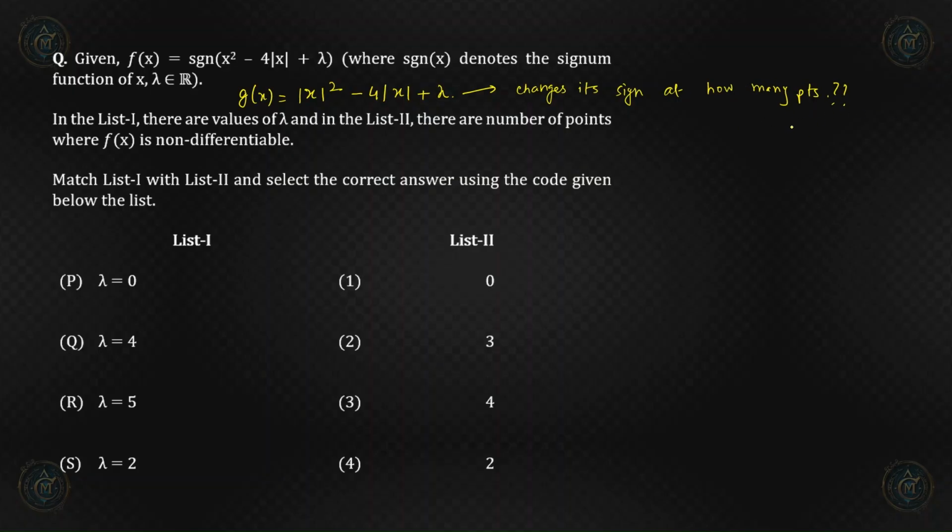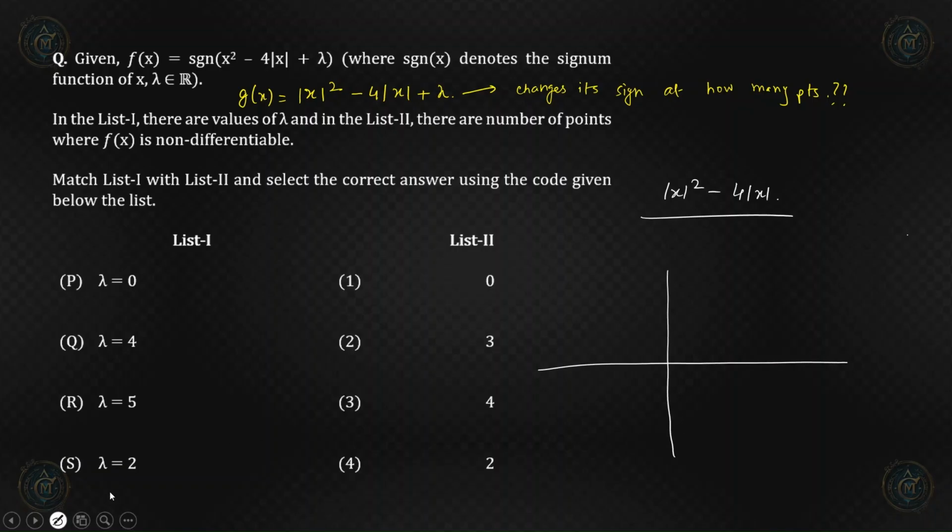This is our question. So first of all, let us draw the graph of this function, mod of x square minus 4 mod x. So if we try to draw the graph here, x square minus 4x looks something like this. This is 0, this is 4. And this point is 2 comma, 4 minus 8, that is minus 4. Okay, 2 comma minus 4.